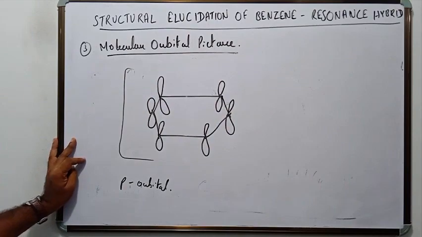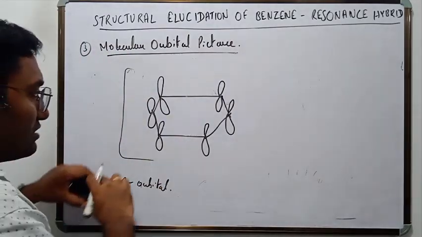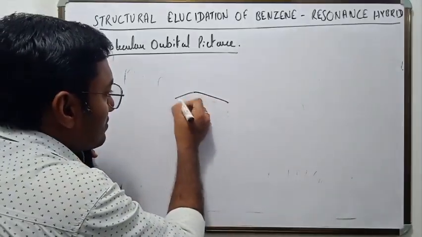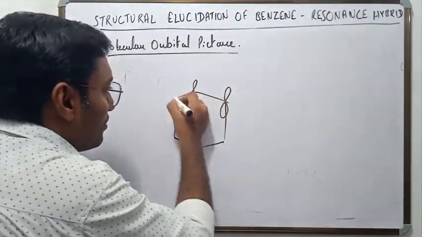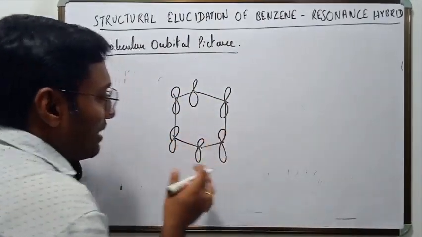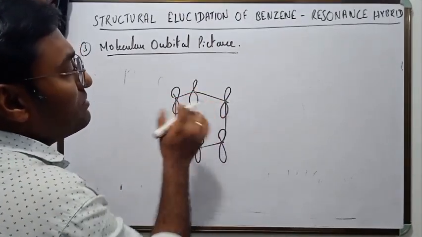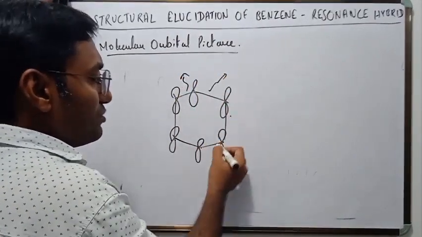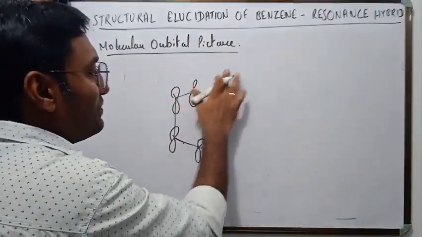One more thing that I want to tell you. Now I will draw it vertically. Fine. Now all of them have p orbitals in perpendicular positions, ready for overlap. The second thing is that the internuclear distance between each of the carbon atoms is the same. This distance is the same as this distance, and this is the same as this. So the internuclear distance between carbon atoms is also the same.